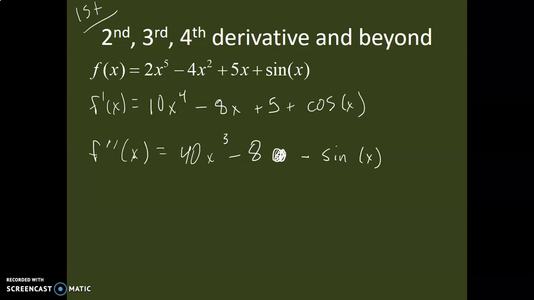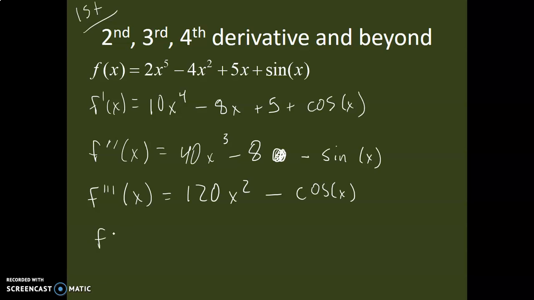So to get the second derivative, just take the derivative of the first derivative. To get the third derivative, just keep going. So f triple prime of x would be 120x squared, constant goes away. Derivative of sine is cosine, so I don't need to switch the sign here. It was negative, it stays negative.